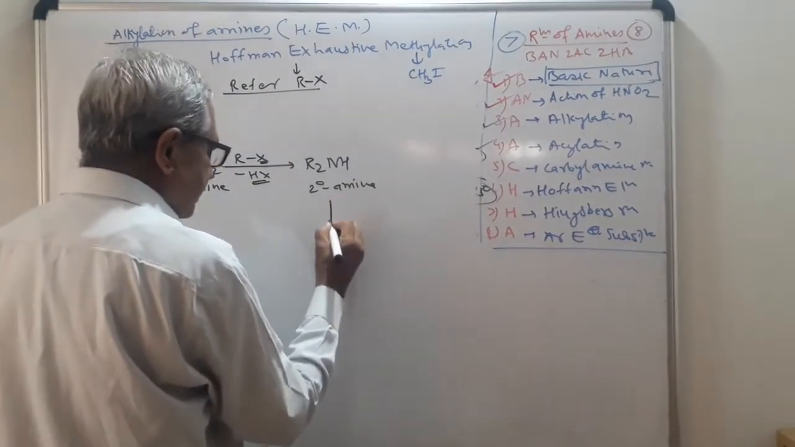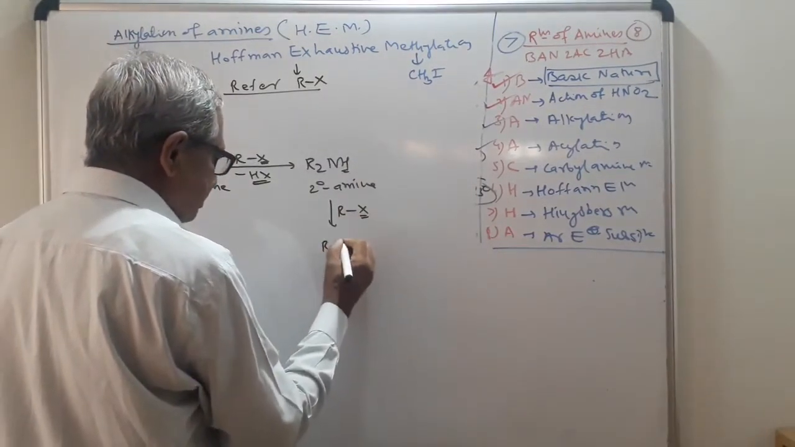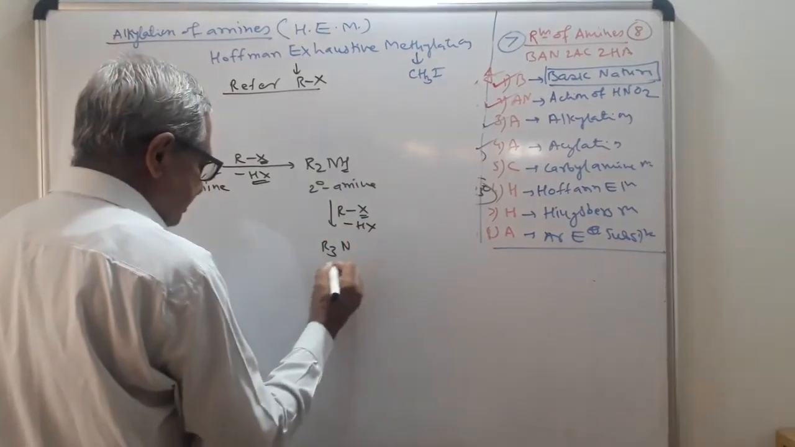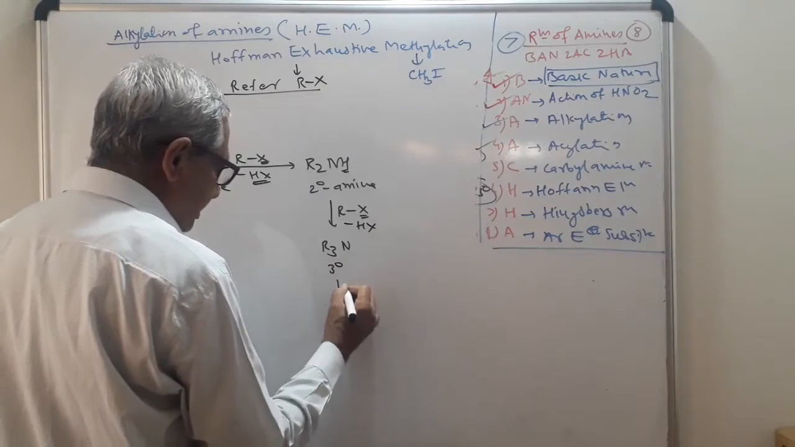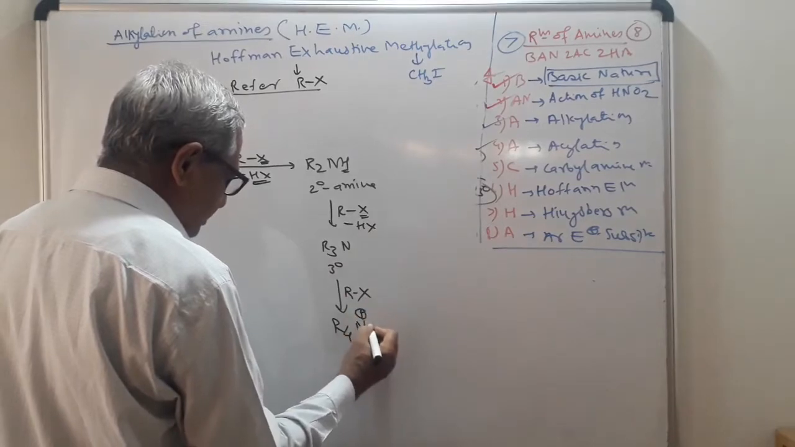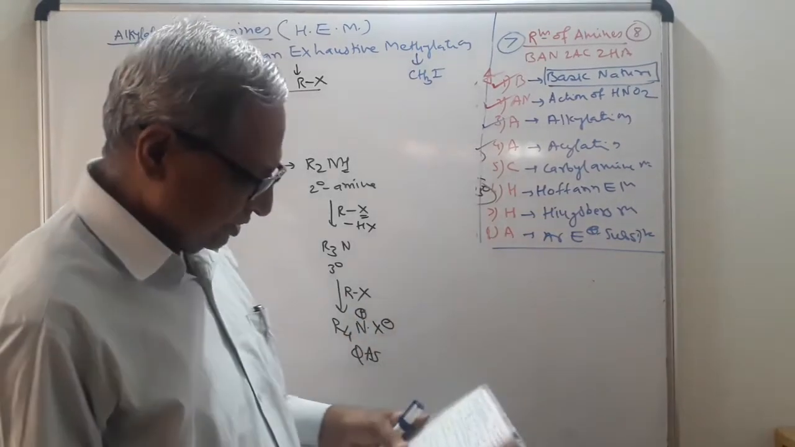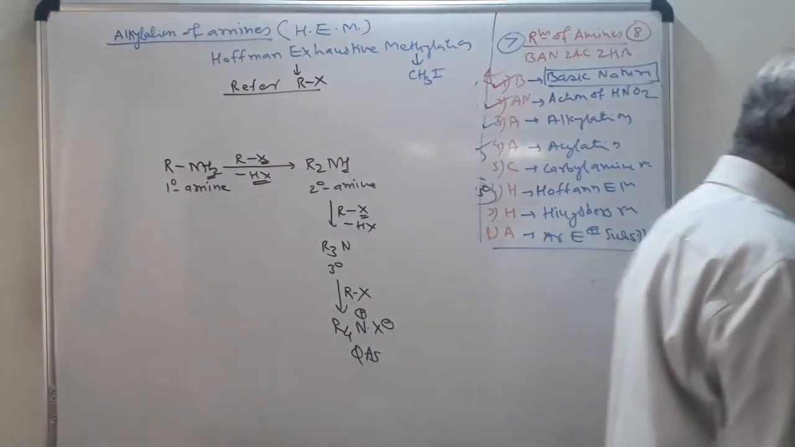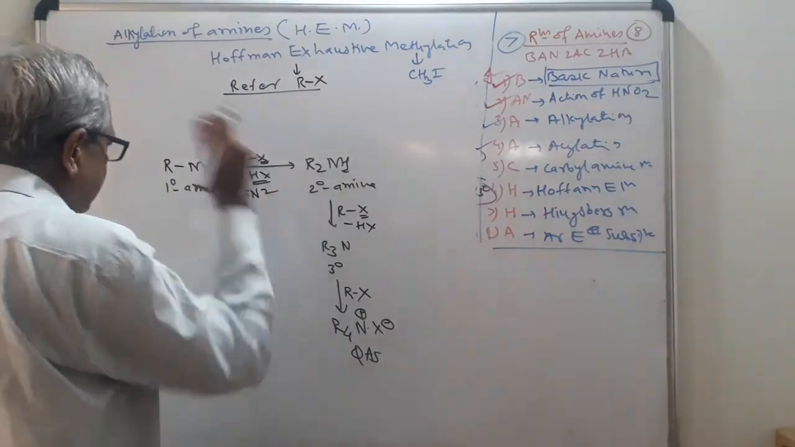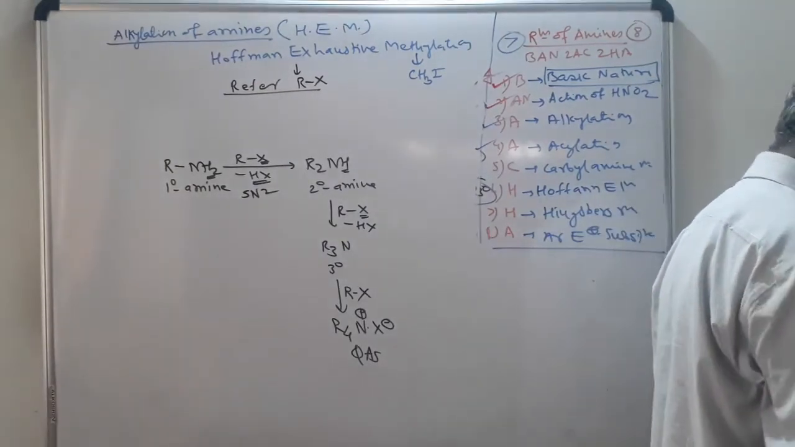Again it will react with a second molecule of alkyl halide. Again you will combine here. So you will get here R3N, minus HX. This is the tertiary amine. You will react again with RX. So you will get here R4N+ X−. This is a quaternary ammonium salt. So this is the point here. Now see here, this is an SN2 reaction, a bimolecular nucleophilic substitution reaction. So this is the point here, Hofmann ammonolysis.